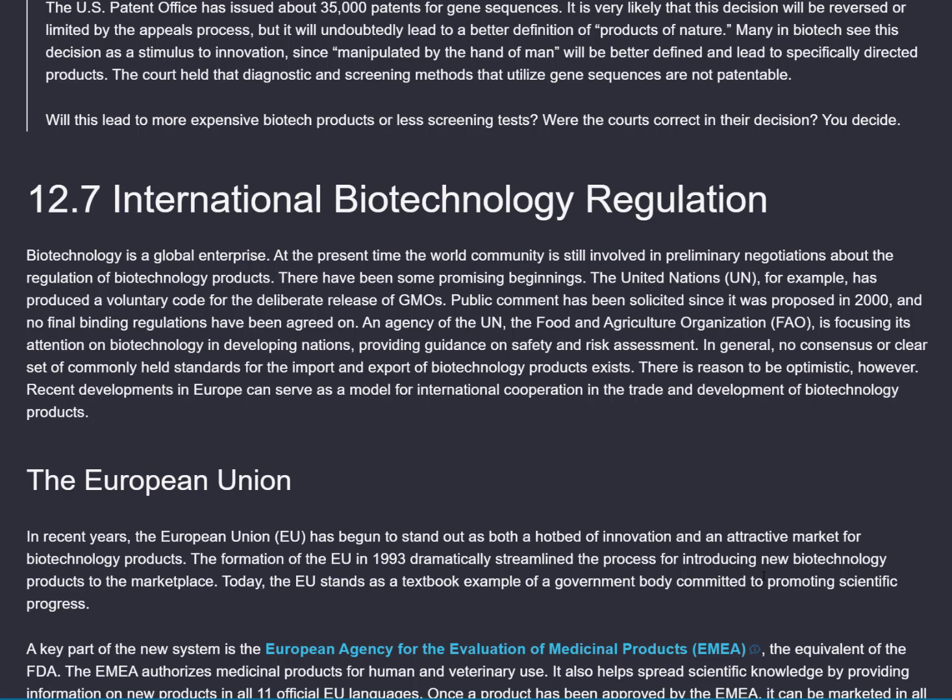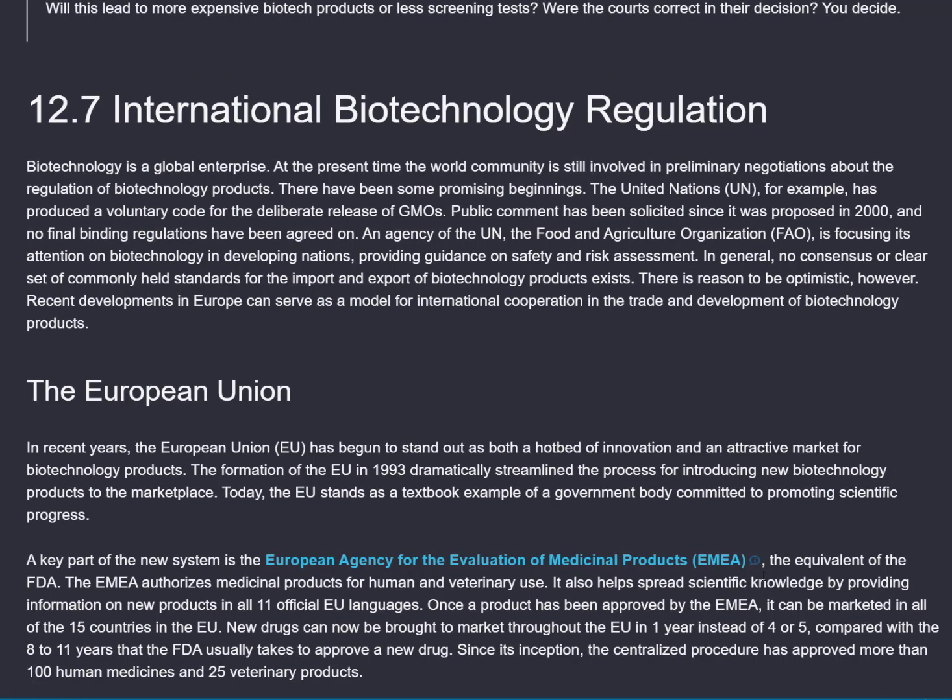The court held that diagnostic and screening methods that utilize gene sequences are not patentable. Will this lead to more expensive biotech products or less screening tests? Were the courts correct in their decision? You decide.